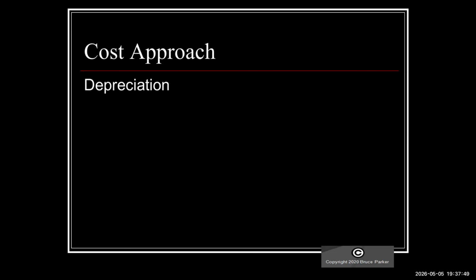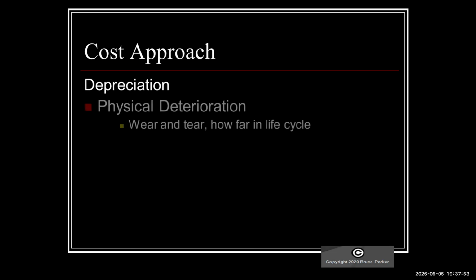This isn't tax depreciation. This is loss in value. And it's called accrued depreciation. Accrued, A-C-C-R-U-E-D. And there are three things in accrued depreciation. First is physical deterioration. That's wear and tear and how far along it is in its life cycle. So this house had a lot of wear and tear. So if we were building our imaginary building, when it would be done, it would be perfect.